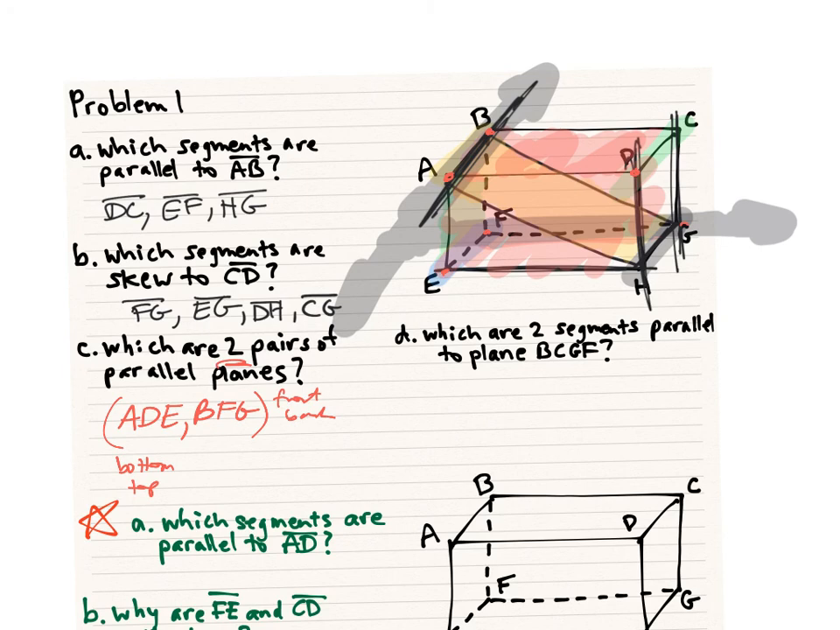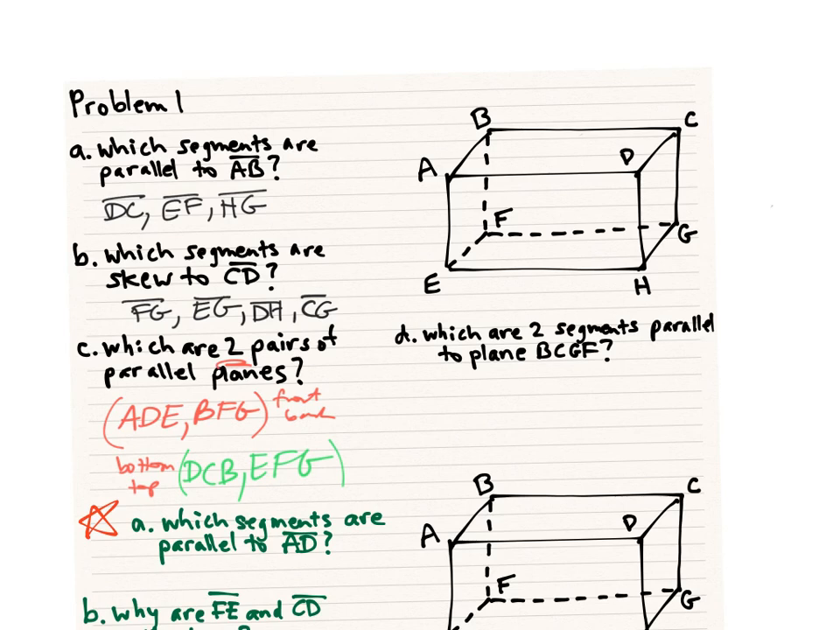And then the top, let's just pick DCB. And then the bottom, let's call EFG. Okay, and then there's also the left side and the right side, but they only asked for 2. Okay, and then which are 2 segments parallel to the plane BCGF? Let me erase this. Okay, there we go. Let's clear this out now.